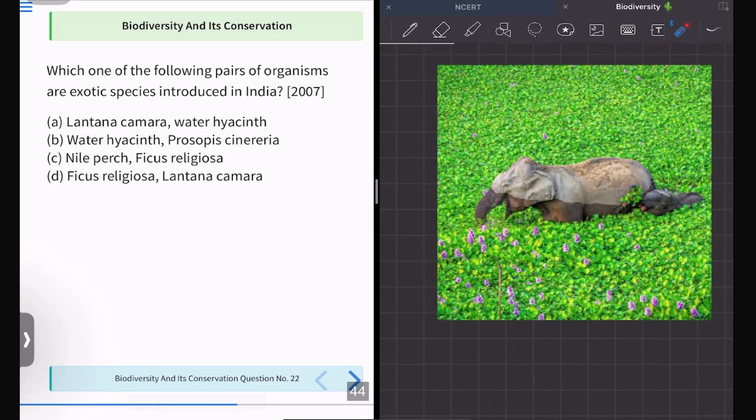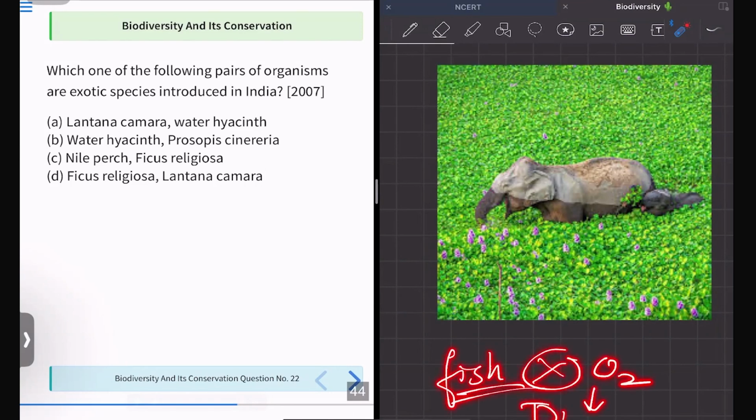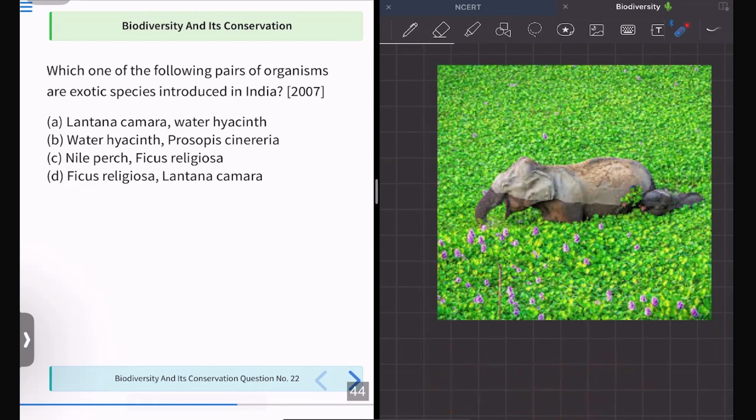And what happens when such aquatic plants are growing so rapidly, they are going to use up all the oxygen. They will not allow the oxygen to enter the aquatic flora and fauna, like the fishes that are living in the water, will not get oxygen and they tend to die. They have less oxygen coming to them. So what we can do is we will remove this water hyacinth.